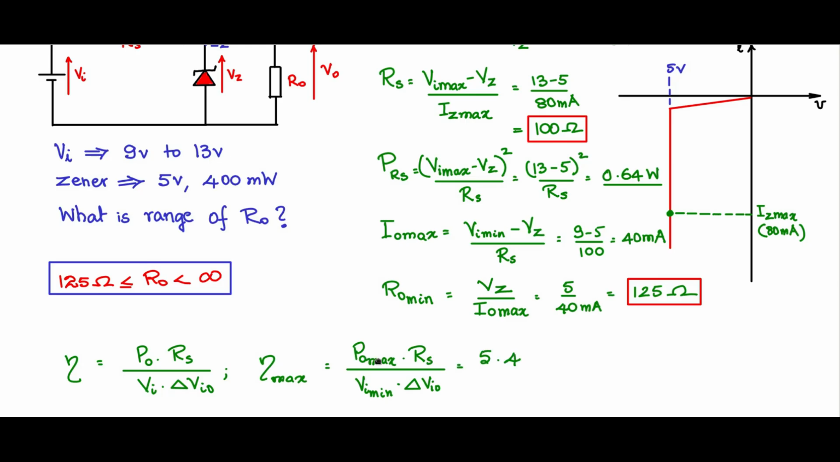So if you calculate V0 max, which is 5 volts, into I0 max, 40 milliamps, into RS, which is 100 ohms, divided by VI min, which is 9 volts, into delta VIO, when it is 9 volts and the output is 5 volts, delta VIO will be 9 minus 5, 4 volts, and this turns out to be 0.55 or 55%. So the efficiency of this circuit for these specifications is 55% at max load condition.